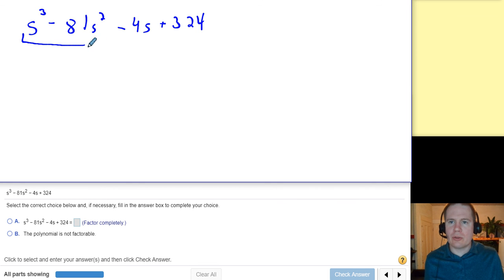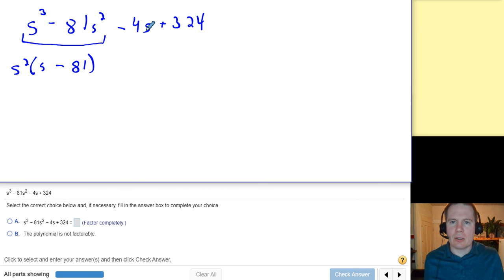I'll recognize that these two both have an s as a common factor. In fact, s squared as a common factor. This is s squared times 81. Now 81 is a perfect square, but that's just plain s here, right? So don't get too excited about recognizing that. It may or may not be useful later. All right, now here I have an s, no s, but 4 is a common factor.